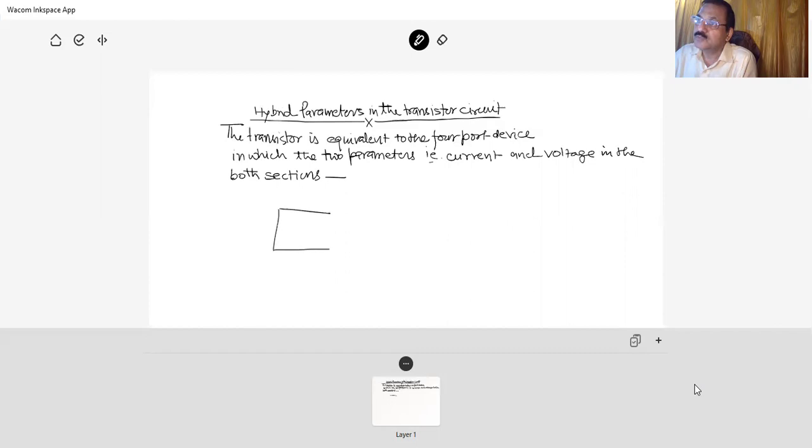Suppose this one is a device. Here it is input port, this is input port, and here it is output port. The input port has current I1 and this is voltage V1. Here current I2 and voltage V2.